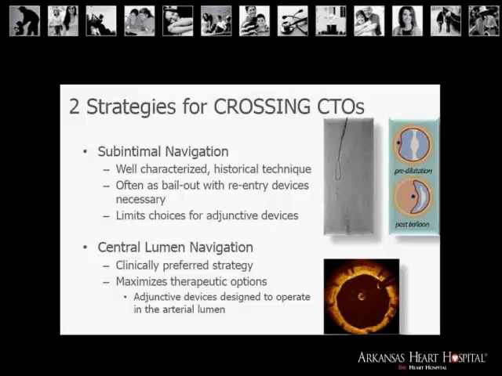Two strategies for crossing CTOs. The first is subintimal navigation, which usually involves prolapsing a wire, most commonly a glide wire, and this is a well-characterized historical technique. Sometimes you'll need a bailout with a reentry device at the distal end, and crossing subintimal does limit your choices for adjunctive devices, such as some atherectomy devices.